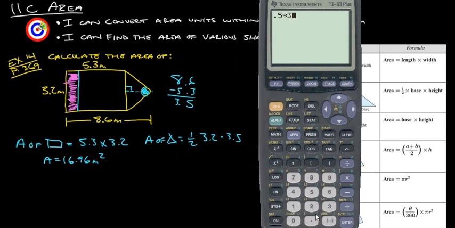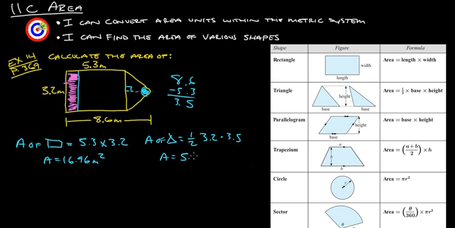Okay, so bust out our calculator for that. 0.5 times 3.2 times 3.5, and we get 5.6 meters squared. Add those two together. So let's just call this 17.0 plus 5.6 gives us 22.6 square meters.